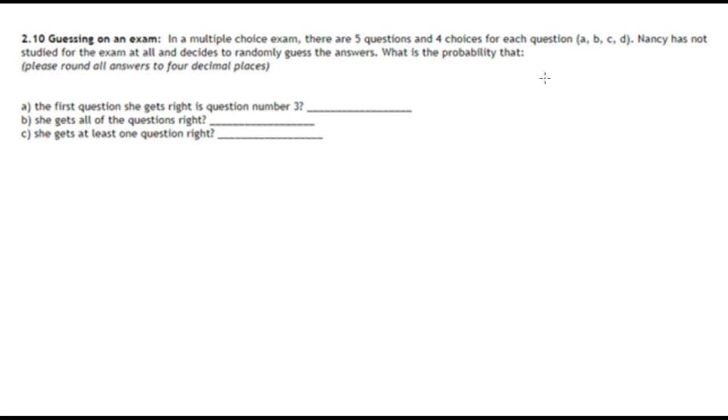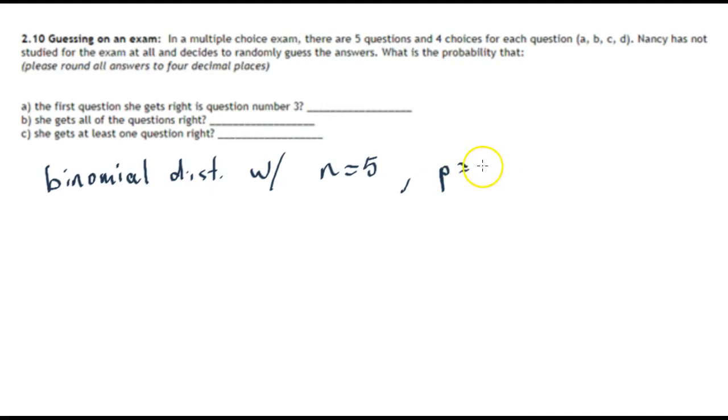So essentially what we're dealing with here is a binomial distribution with n equals 5, and we have p equals 0.25 if we're considering the probability of getting the correct answer and not the probability of getting the wrong answer.